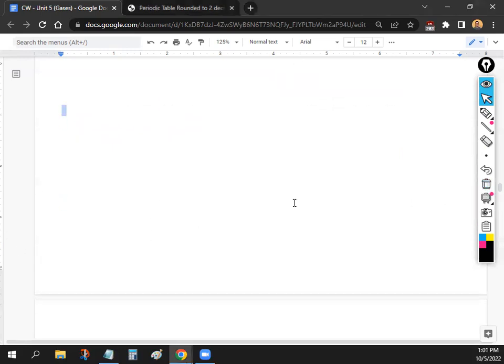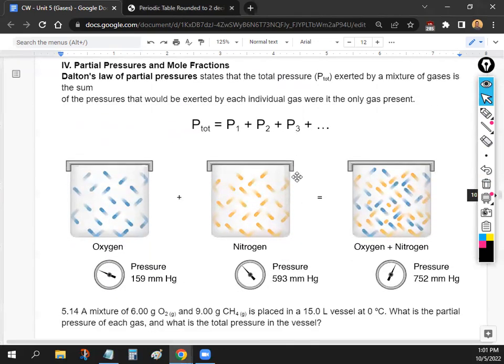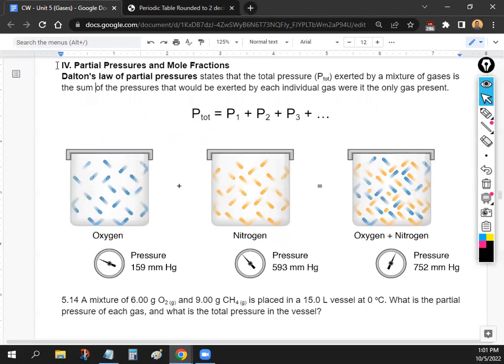All right. Anyway, let's move on to the next one. So we got one more gas law to look at, or actually, I think we have more than one, but we have another gas law to look at. Okay, now this gas law is called Dalton's law of partial pressures. Okay, partial pressures.